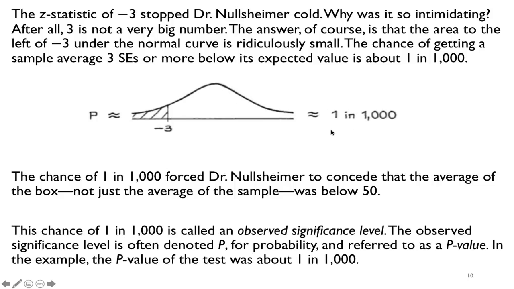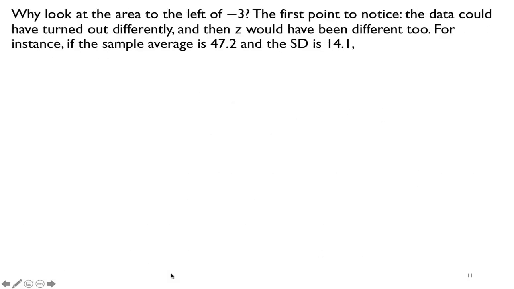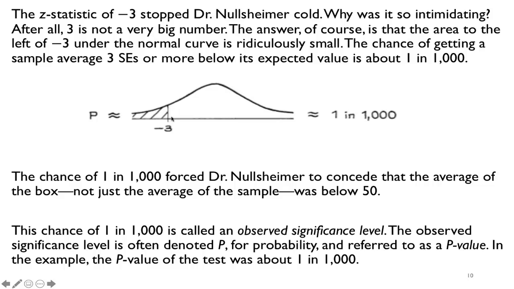This chance, 1 in 1,000, is called the observed significance level, also called the p-value, and so the p-value is in this case 1 in 1,000. So why do we look to the area to the left? We got negative 3. Why do we look to the area to the left?